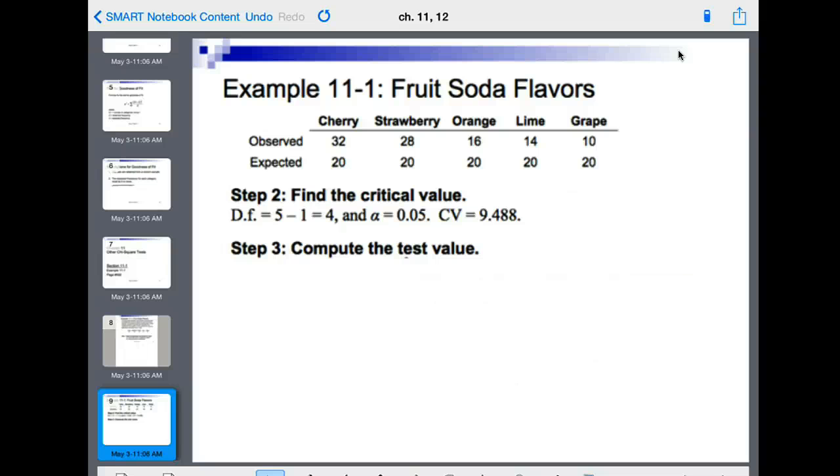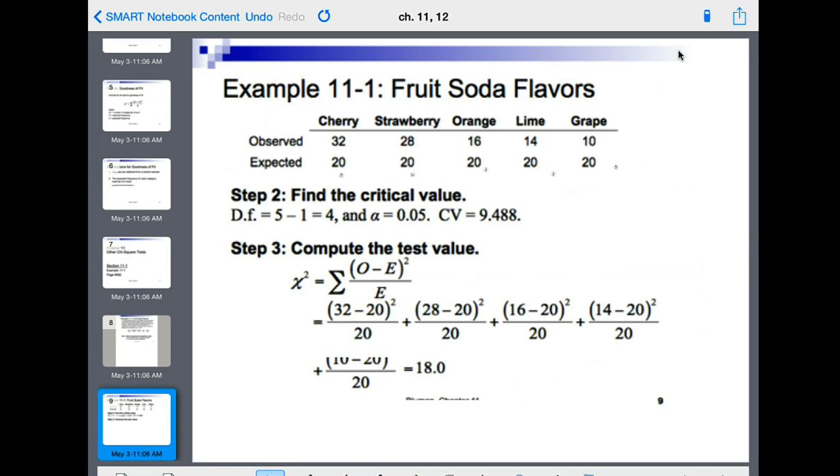Now, notice here our expected value. We had 100 different people. If it's equally flavored on all these values, that means 20 people should have each flavor. So that's the expected value. Now what we're going to do next is compute our test value. I want to show you through here. What we did on our test value is take our observed minus our expected squared over our expected. 32 minus 20 squared over 20, 28 minus 20 over 20, 16 minus 20 over 20, 14 minus 20 squared over 20, and add them up, and we got our test value of 18.